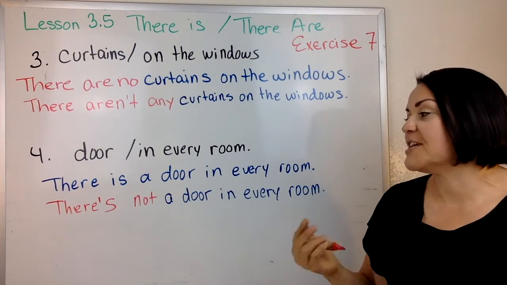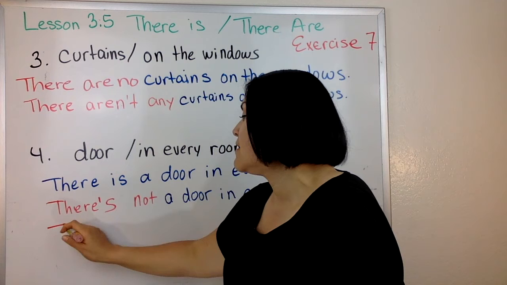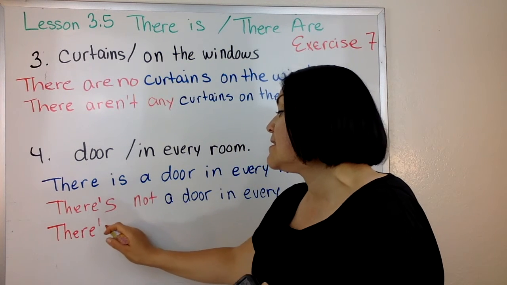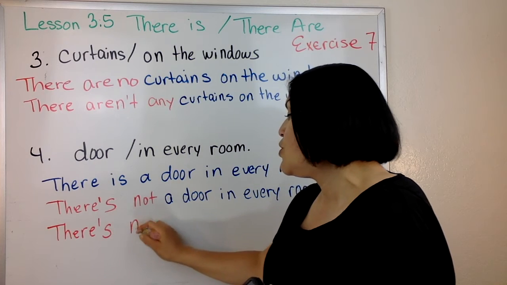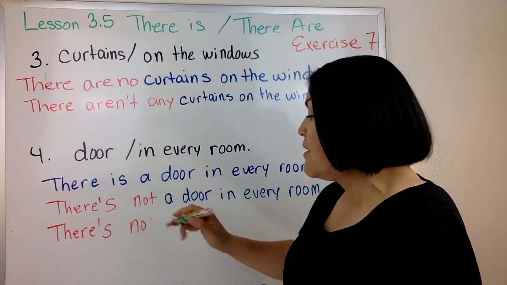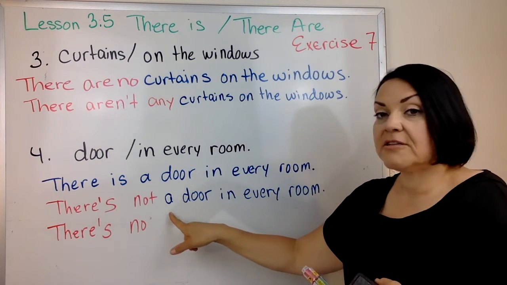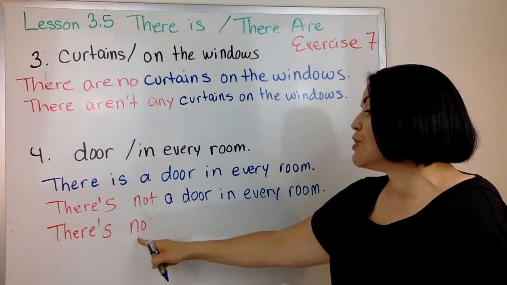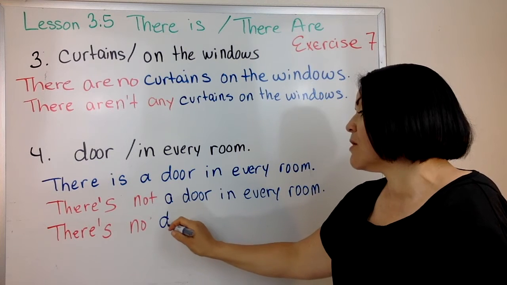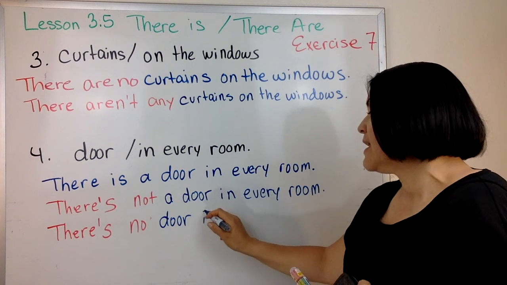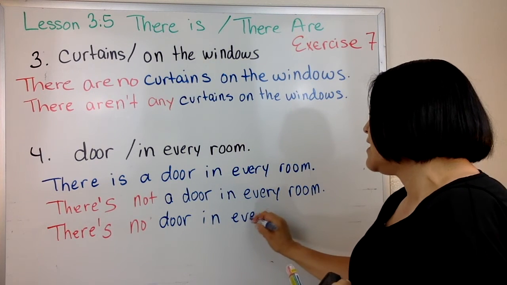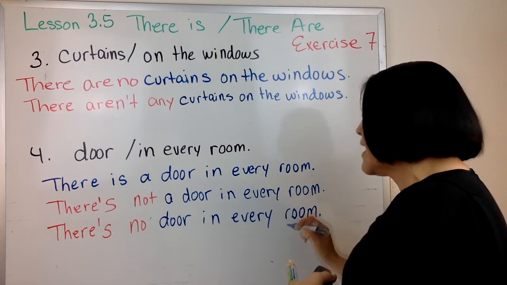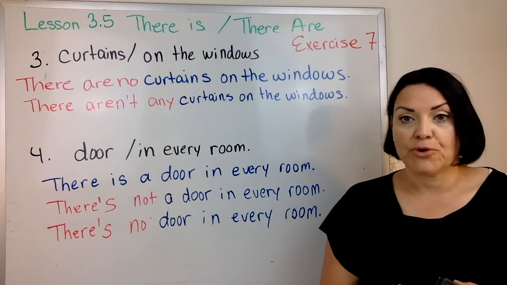That's the contraction. The other one that you will write that's negative, there's no, do we need the article down here? No, we don't. There's no door in every room. Okay, there's no door in every room.